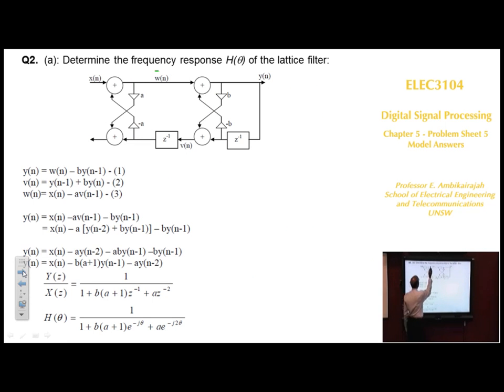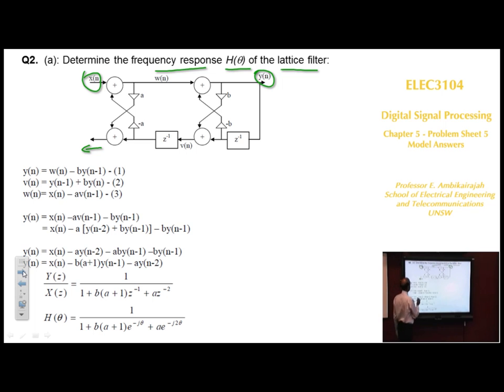Now here's another one which asks you to find H(theta), not the modulus, just H(theta) only. It's a lattice filter. It's a new type of filter you haven't come across, but the structure is similar and easy to follow. So x(n) goes in here, and y(n) is here, and also you can feed the output here as well. So how do we do this question?